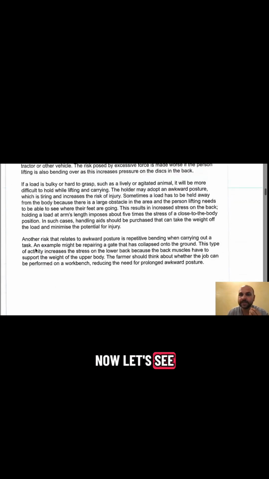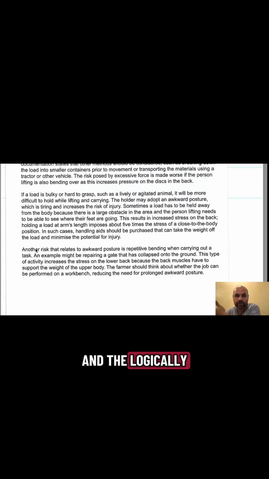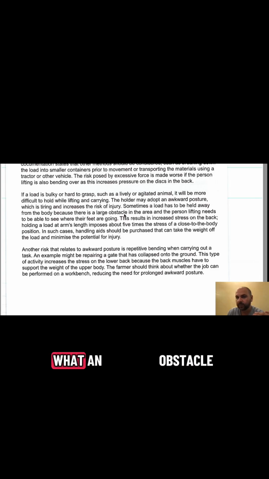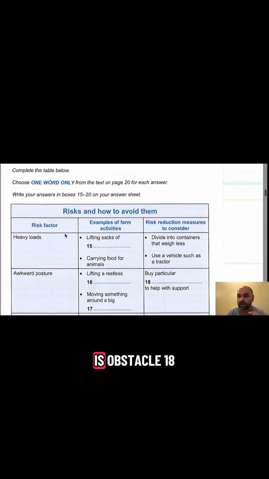17. Moving something around a big. Now let's see. Around a big, and logically a noun is missing. Sometimes a load has to be held away from the body, because there is a big and what? An obstacle. So in this case, the answer is obstacle.